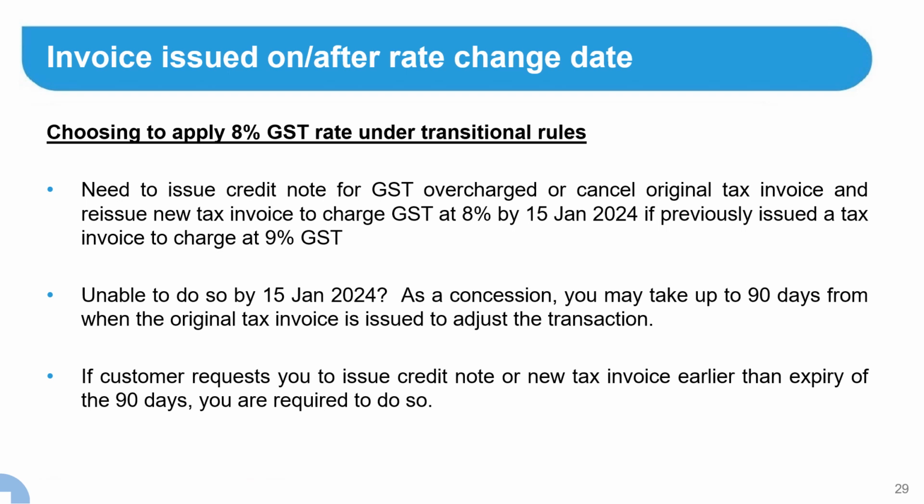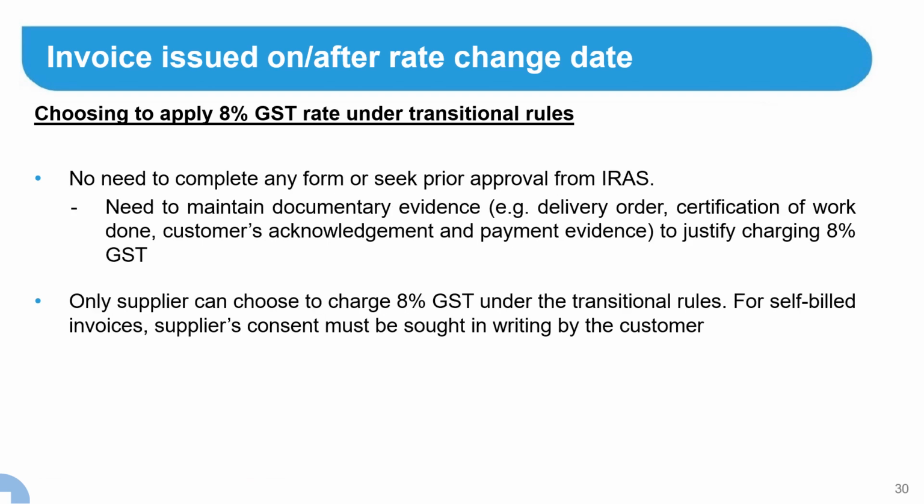However, should your customer request you to issue the credit note or new tax invoice earlier before the expiry of the 90 days, you are required to do so earlier. There is no need to complete any form or seek prior approval from the Comptroller of GST for applying the lower GST rate of 8% if you satisfy the conditions explained in the earlier scenarios. However, you must maintain documentary evidence such as the delivery order or certification of work done, customer's acknowledgement, or other commercial documents used by the business to show that goods have been delivered or services have been performed before the rate change date, and furnish these documents to IRAS upon request.